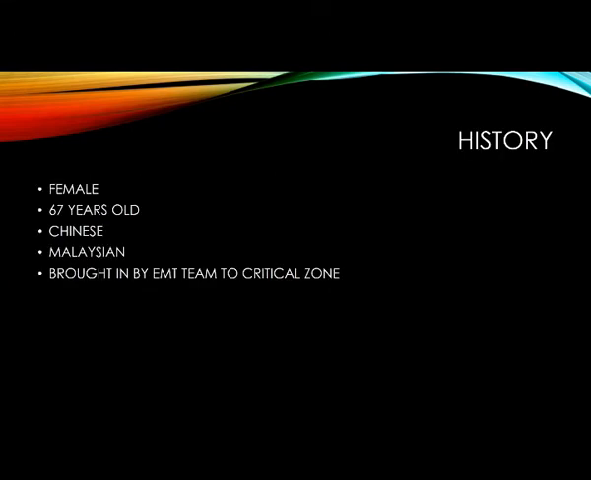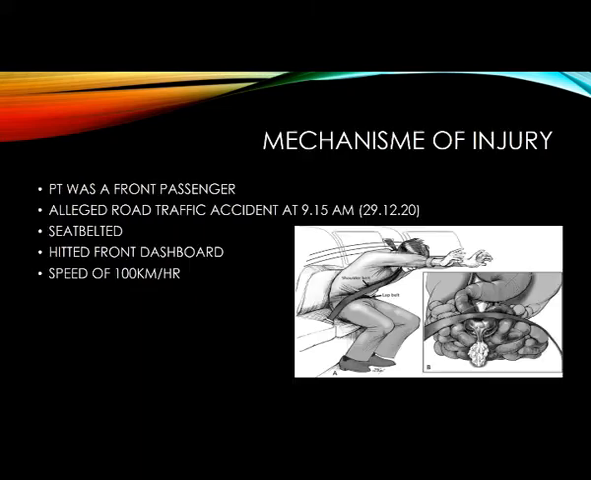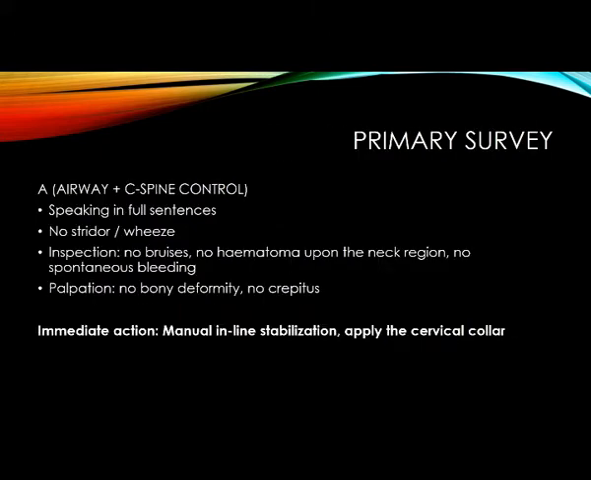So this is a brief history of the patient. The patient is a 67-year-old Chinese Malaysian female brought in by the EAP team to the critical zone. Mechanism of injury: the patient was a front passenger in a road traffic accident at 9:15 a.m. on 29th December 2020. She was seatbelted and hit the front dashboard at a speed of 100 km.